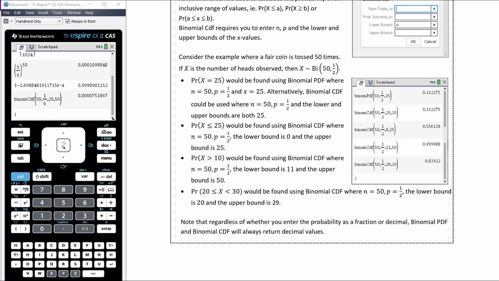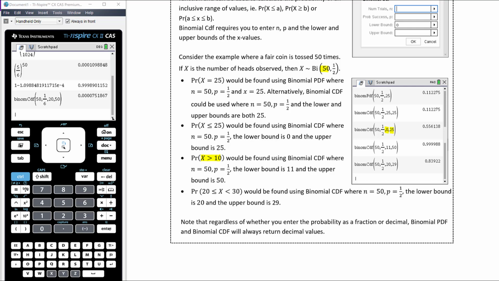Actually, one thing I will highlight before we move on from here is, if x is less than or equal to 25, when you've got 50 tosses of a coin, then that's the third row here. The lower bound in that case would be 0. The smallest number of successes you could have would be 0 successes up to and including 25 successes. If x has to be bigger than 10, the lower bound isn't 10. 10 successes isn't in that range of values. X has to be bigger than 10, which means it has to be bigger than or equal to 11.